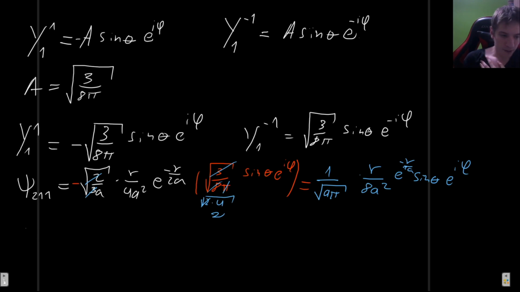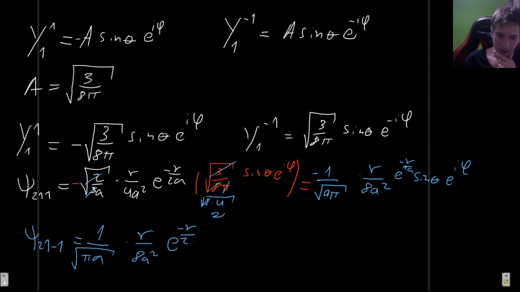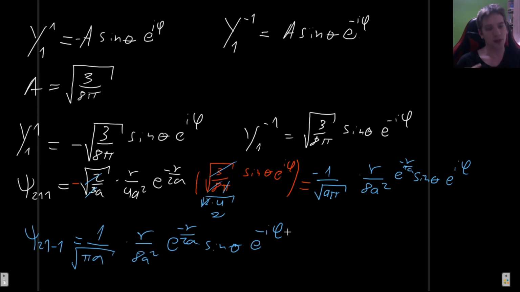And the case for psi 2 1 minus 1 is actually going to be basically the same. Oh, by the way, I left the minus sign out, except for the fact that it's not going to have this minus sign, and this sign will be negative. So it's going to be 1 divided by, well, I'm going to write it pi a. I like it better like that, but it doesn't matter. Times r over 8a squared e to the minus r divided by 2a sine theta e to the minus i phi. And once again, these will have the same energy levels as what we saw previously, because n is still just 2.